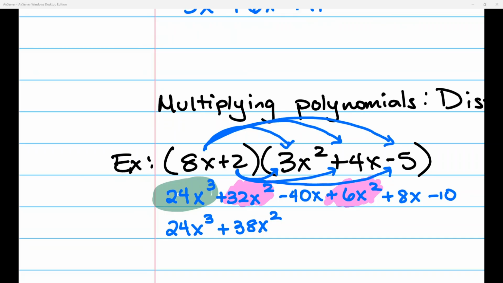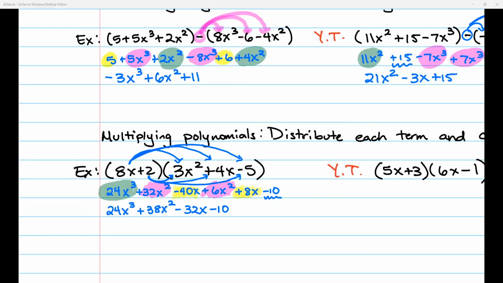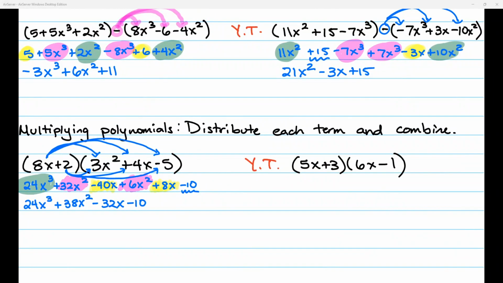Now that I'm done with the x squareds, the next thing I move on to are the regular x's. I see a negative 40x here and a positive 8x here. Negative 40 plus 8, that gives me a negative 32x. And this negative 10 doesn't have anything to combine it with, so I just bring it down, and that is my final answer. Notice that when I wrote this, because I went from biggest exponent to lowest exponent, this is already in standard form. Take a minute, go ahead and pause the video, do this last one.